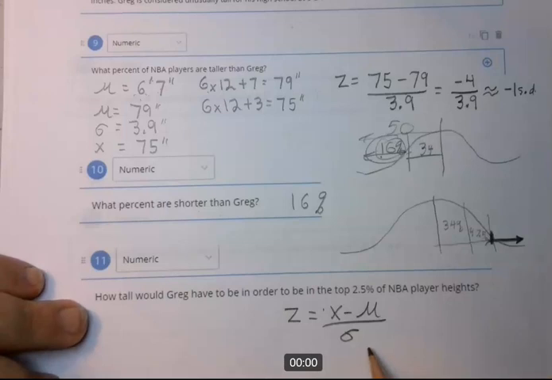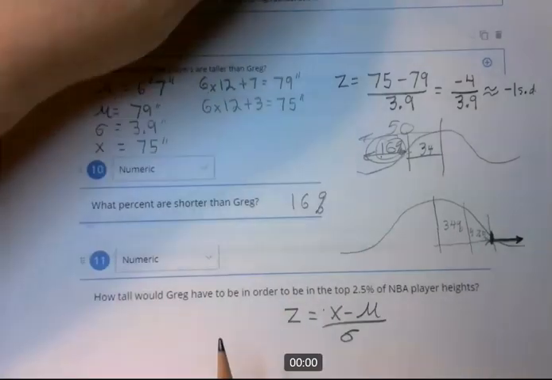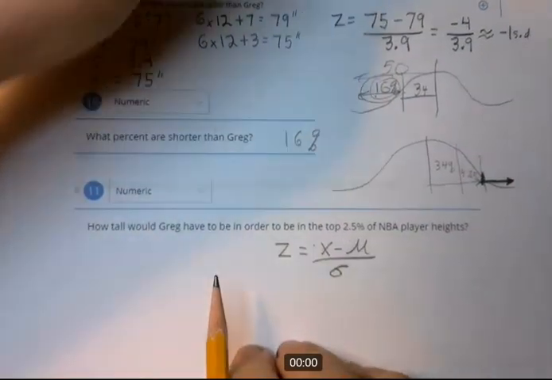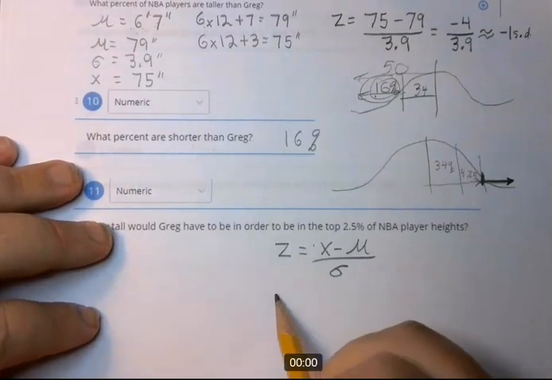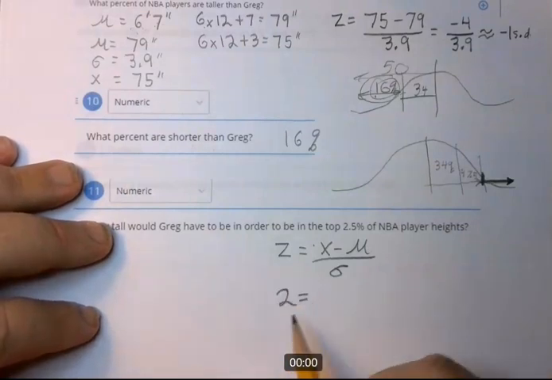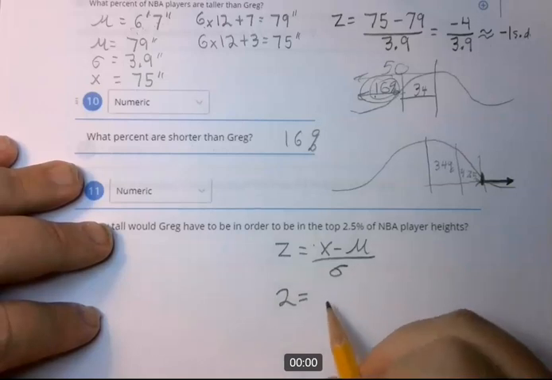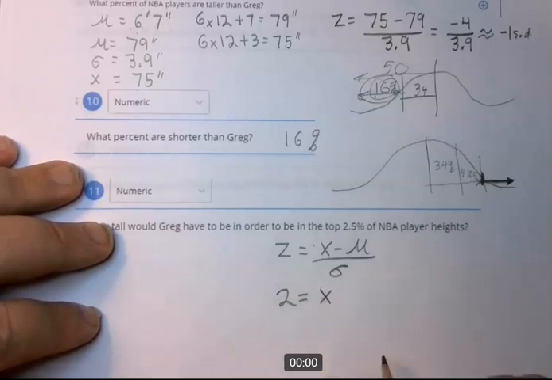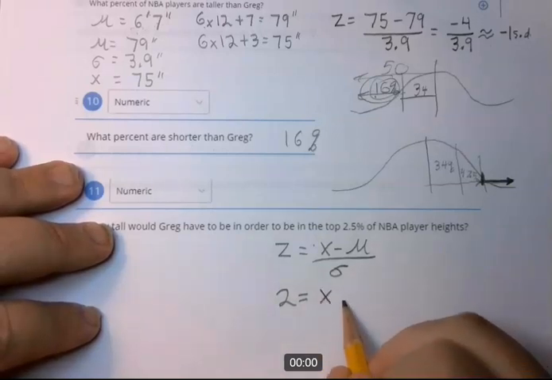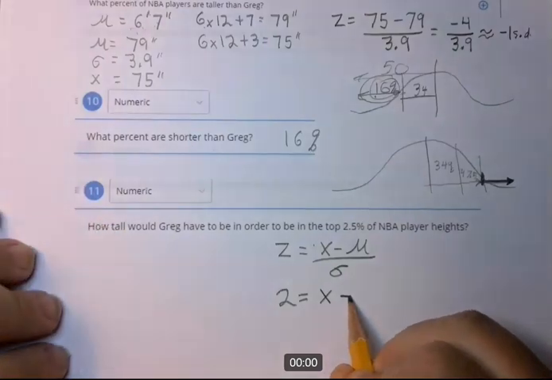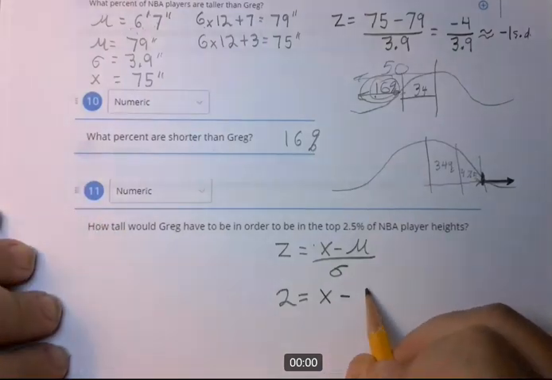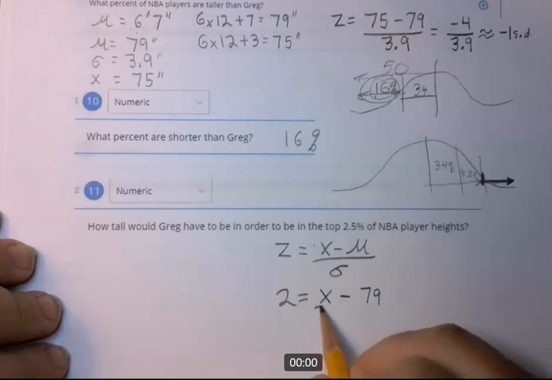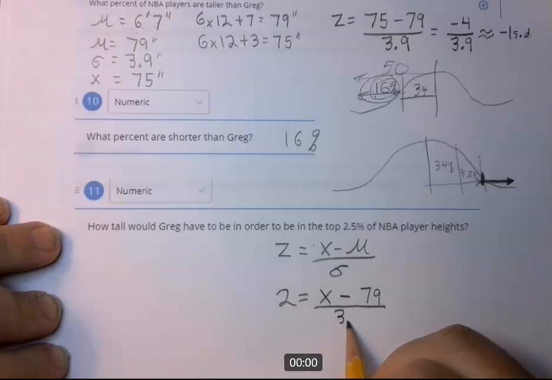All right, so he wants to be 2 standard deviations away. Okay, let's just adjust this a little bit. That's what Z is. It's how many standard deviations he is. So then we need to know what value X, how tall, that's how tall he would have to be, minus the mean. And the mean is 79 over 1 standard deviation, and that's 3.9.